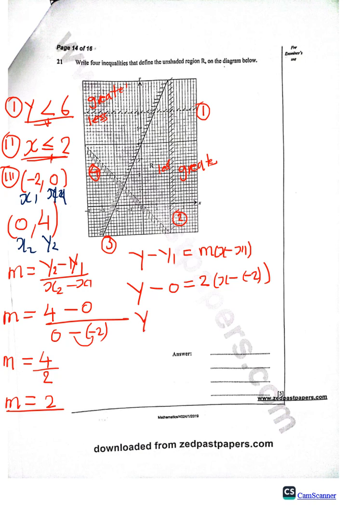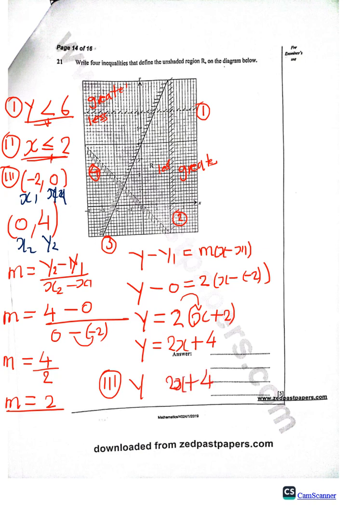y minus 0 is y. Then let's simplify first the inside. So here we are going to get negative times -2, that is +2. From there, let's simplify. So 2 multiply with this x, giving us 2x plus 2 times 2 is 4. So we have formed the equation. Now the question is we want the inequality. So inequality number 3, it's y, 2x plus 4.